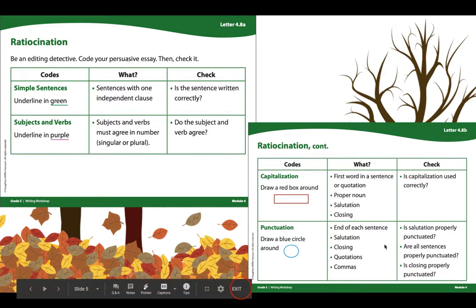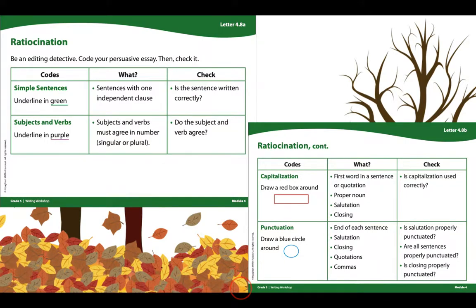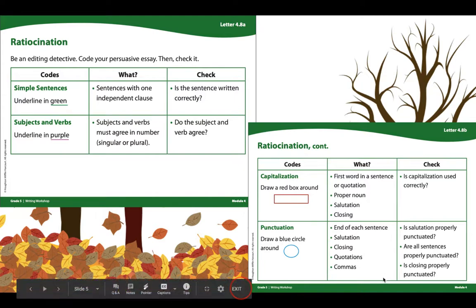Then you're going to ask yourself, is the salutation properly punctuated? Are all sentences properly punctuated? Is your closing properly punctuated? You'll want to ask yourself these questions and then make corrections as needed while you're proofreading.